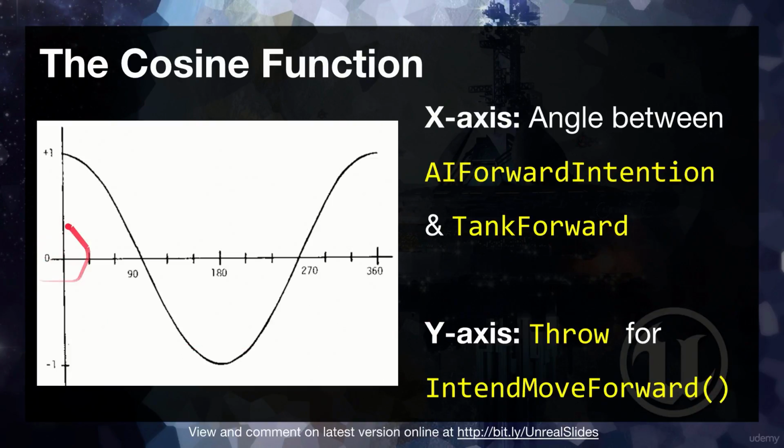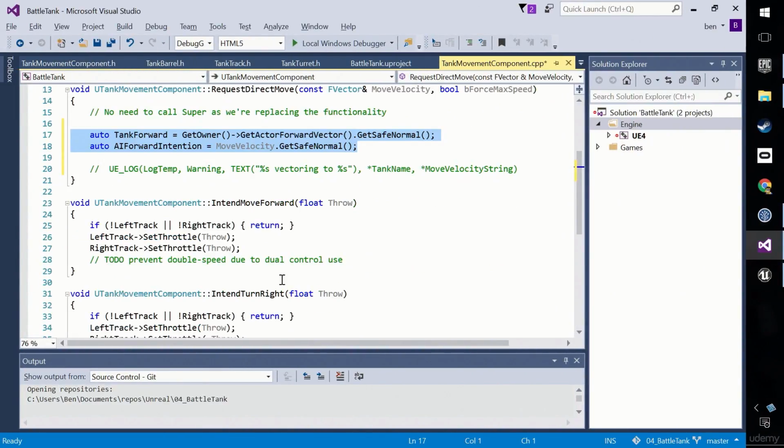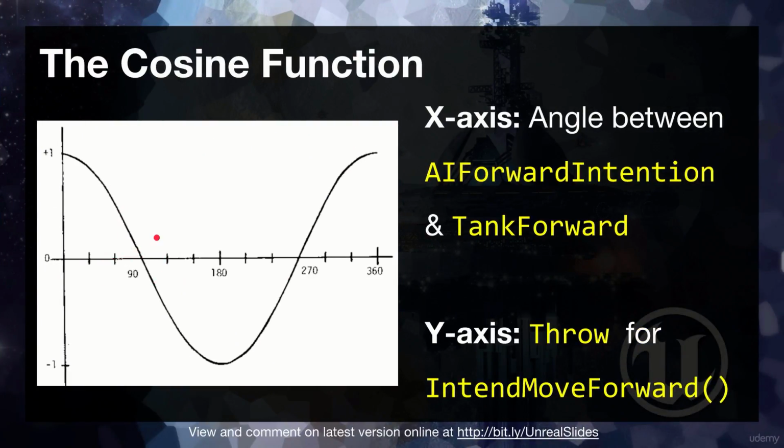If the angle between the forward intention and the tank forward vector is 0, that means the tank is already facing directly in the direction the AI wants it to be going. Therefore, what do we do? We go forward at full speed, this one throw up here. As that angle closes towards 90 degrees, let's call 90 degrees a 90-degree right turn. If the AI is intending a 90-degree right turn, or wants you to go 90 degrees to your right, how fast forward should you be moving at that point? Well, you shouldn't be moving forward because the thing is to your right precisely.